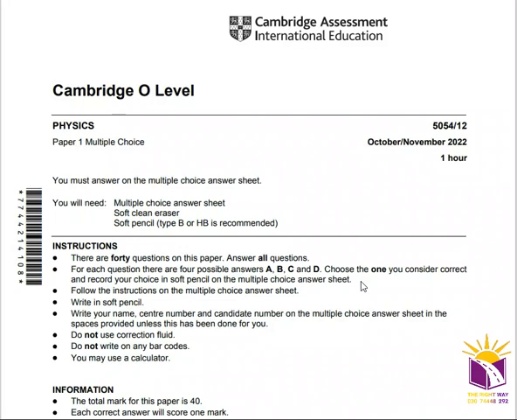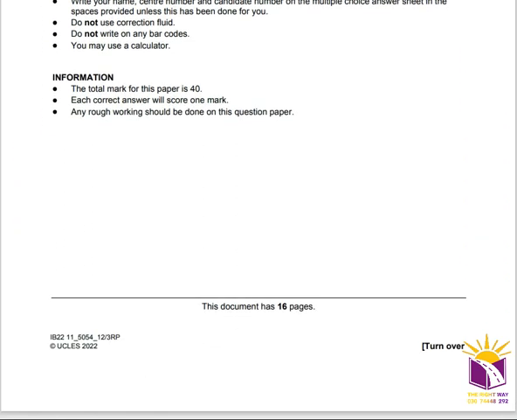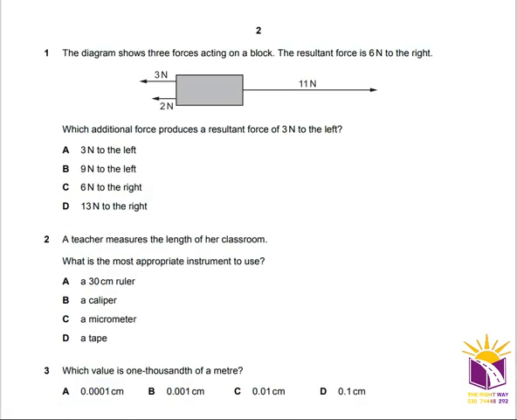Today we are going to solve Cambridge O Level Physics paper 5054, October/November 2022, Question 1, Variant 2, MCQs paper. Question number 1: the diagram shows three forces acting on a block.